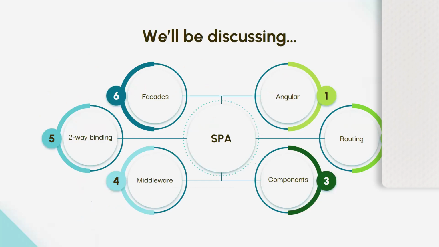This is not in specific order. I'll try to give you an understanding of Angular routing, components, two-way binding, and things like that. Middlewares and facades are not actually Angular specific. Those are common to every framework, every design pattern, every architecture, not even inside Angular. Facades and middlewares, you can find them in every application, every language, every framework.